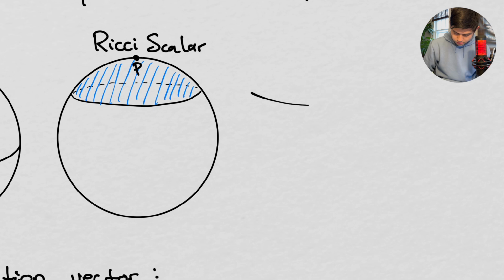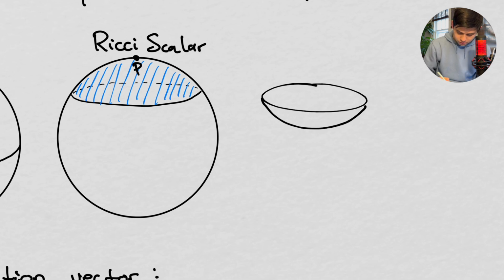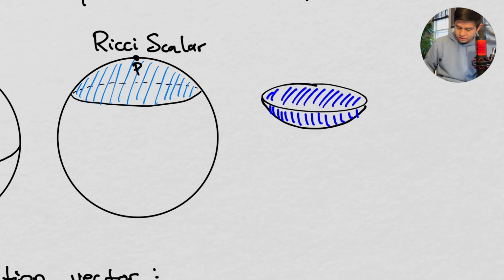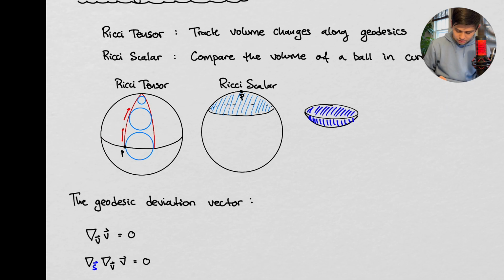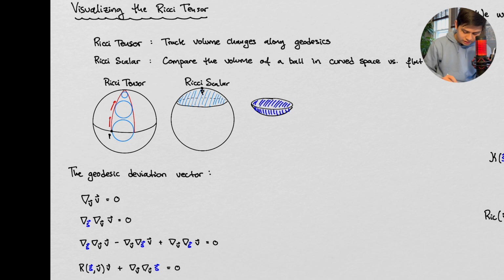So here's our, actually I'll do it like this, right? It would be less if, here's our circle. This is sort of inverted, right? So we have a sense of what is meant by negative and positive Ricci scalar values. But anyways, that's what these things are going to tell us.